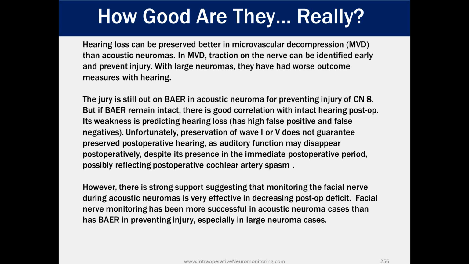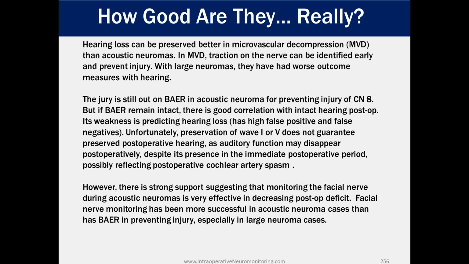Our best efforts in there are preserving the facial nerve in those acoustic neuromas. But if BAERs remain intact, there's a good correlation with intact hearing postoperatively. Its weakness is predicting hearing loss, as it has high false positive and false negative rates.